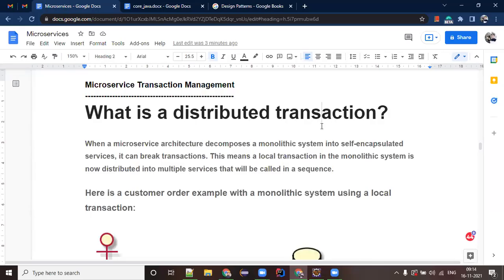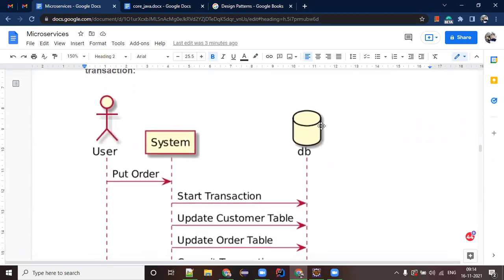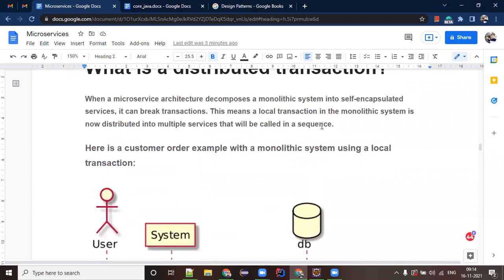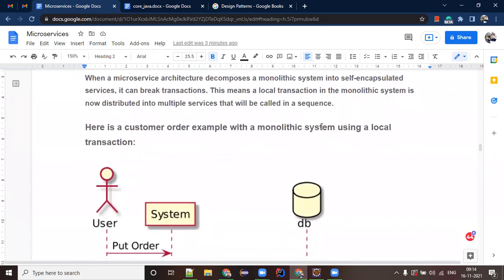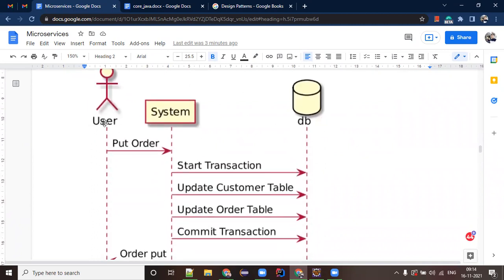This is known as a distributed transaction. So try understanding by this sequence diagram. This is the example of monolithic system. In a monolithic system, what is happening? There is a user, there is a system, there is a database.